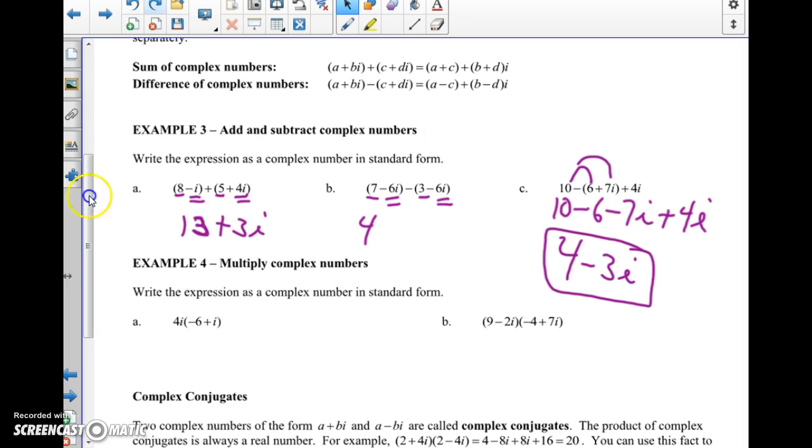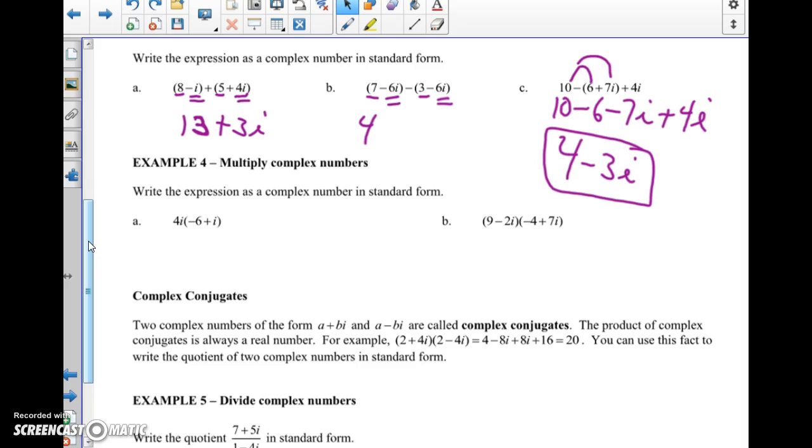Okay. Let's look at the next step. Now you're multiplying. What's 4i times negative 6? Negative 24i. Right. Now, what's 4i times i? 4i squared. You got it. But look at this. i squared is how much? Negative 1. So now it's going to become 4 times negative 1. What's 4 times negative 1? Negative 4. Right. It's going to become negative 24i minus 4.